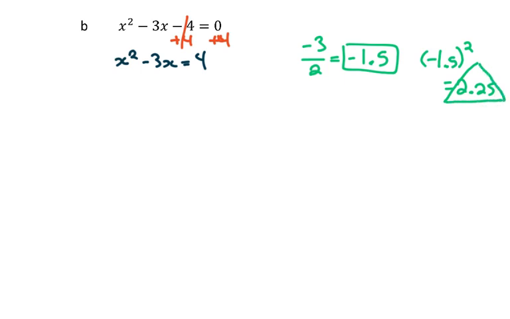That number is what needs to get added to both sides. So we'll have x squared minus 3x plus 2.25 equals 4 plus 2.25. Now this is the point where I'm going to condense and skip a step here. On the left, we need to find 2 numbers that will both multiply to 2.25 and also add to negative 3.